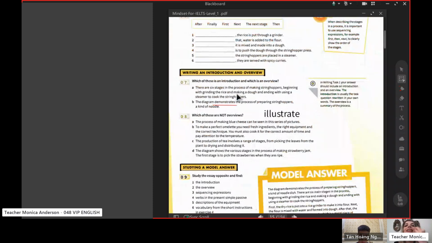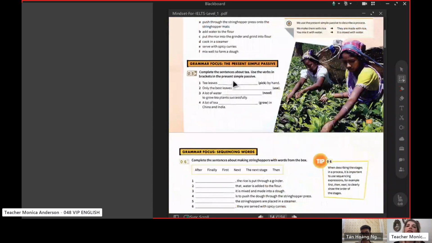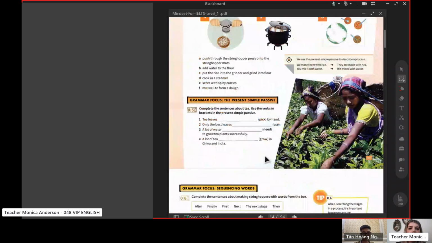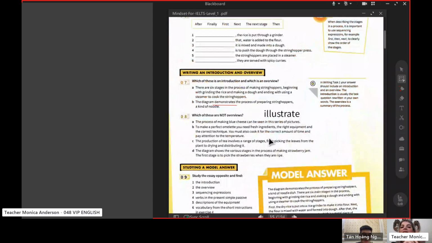Actually, we want to learn the concept of overview, not the form of it, of course. The form of it for a process is something like this: the stages and the first and the last one. But if you say something like this, to make a perfect omelet, we need ingredients, equipment, and correct technique, this is an overview, something that you think about, but you don't give any detail. Okay, so it can be an overview. Get it?